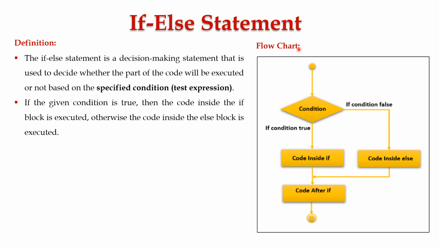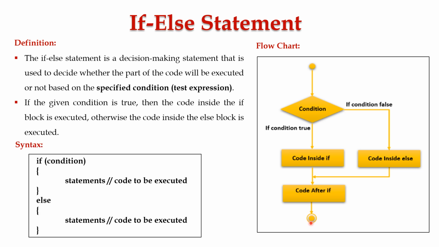Let's have a flowchart for if-else statement. So code starts here. We have an if condition here. If condition is true, the code inside the if block will be executed. If condition is false, the code inside the else block will be executed. Finally, we will be moved to the code after the if statement and code gets terminated here.